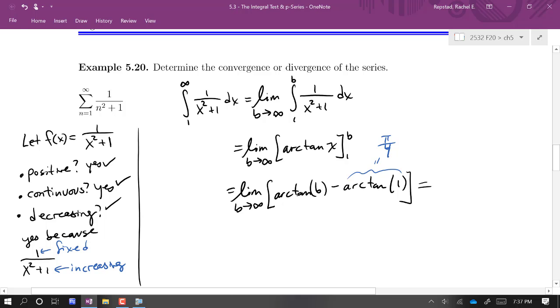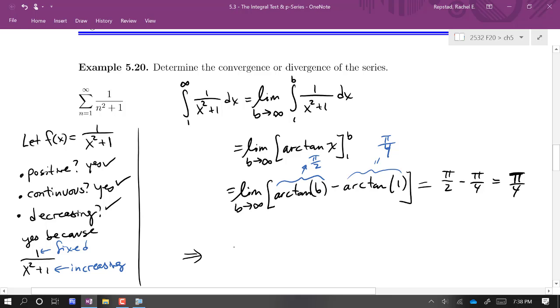So as b approaches infinity, arctan of b is approaching pi over 2. So this is pi over 2 minus pi over 4, which is equal to pi over 4. So now we've evaluated the improper integral. Now we have to finish the problem by drawing a conclusion about the series. This is a really important part. I mentioned that before. We can't forget to say what our series does. When we are able to determine that our integral converges, here's what that allows us to say.